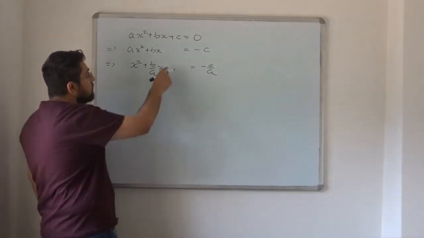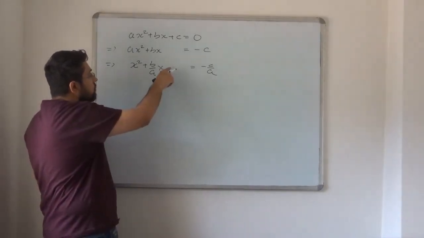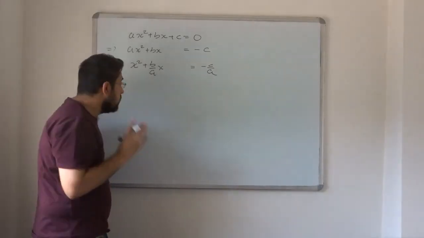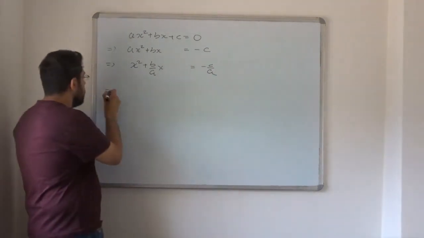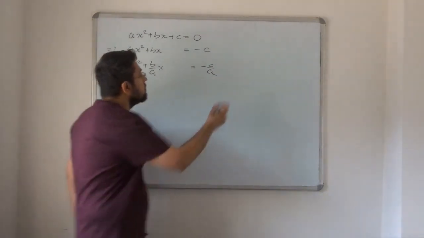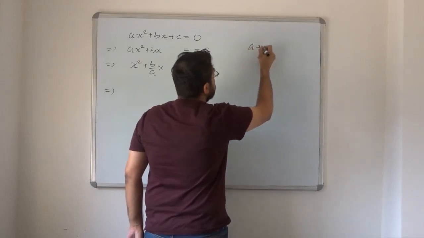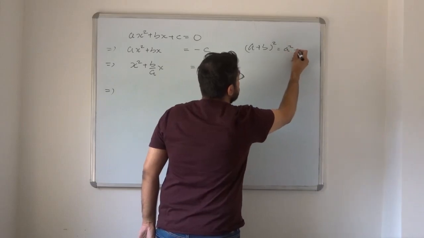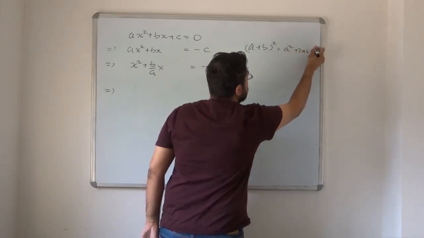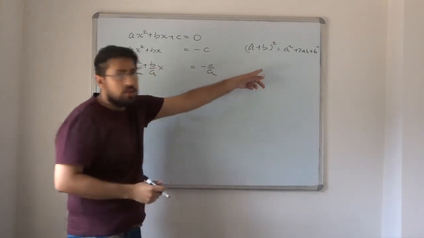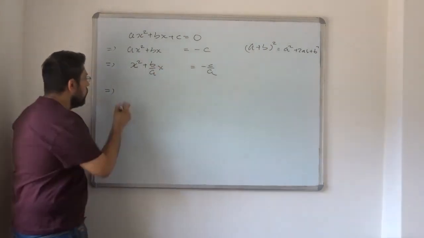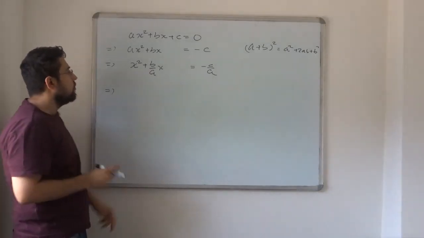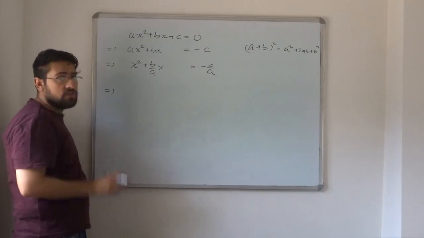Okay, guys, there's going to be one value which is going to come here when we're completing the square. Now what value is that and how do we find it? Before I tell you this, I hope you remember this formula, guys: a plus b whole squared equals a squared plus 2ab plus b squared. I hope you remember this formula. This formula is very important. Now what you have to do, guys, is you have to make this a perfect square.